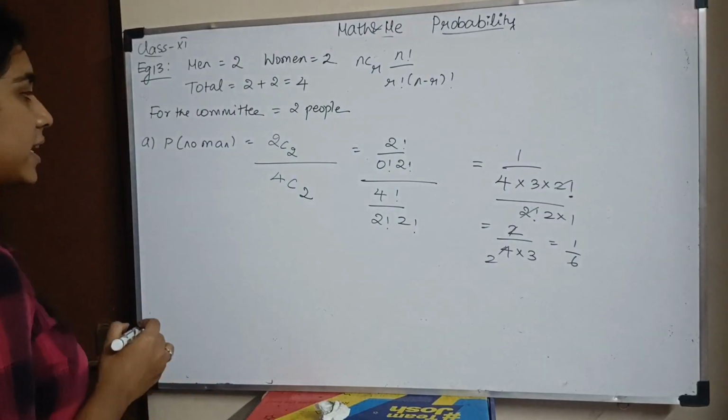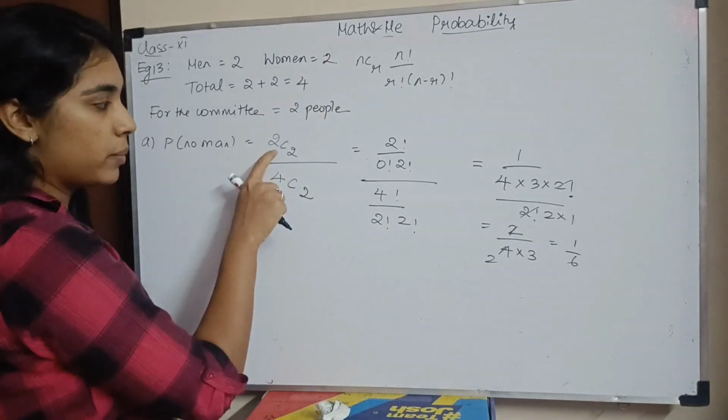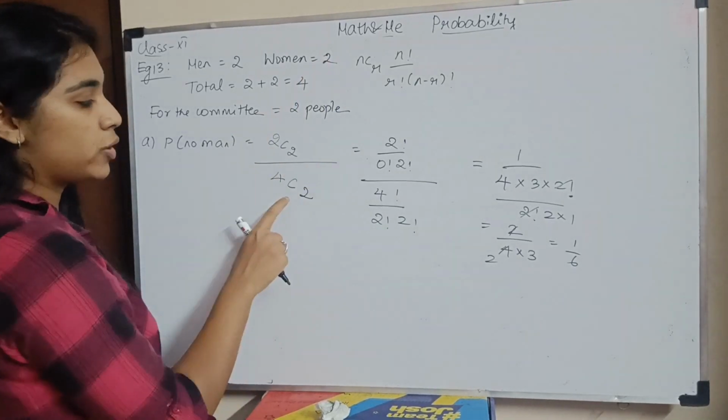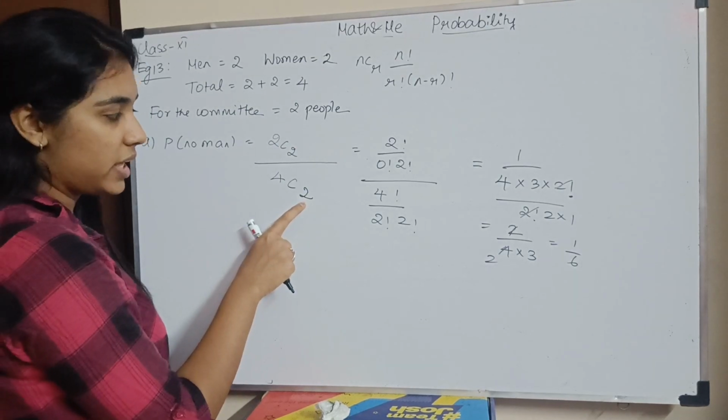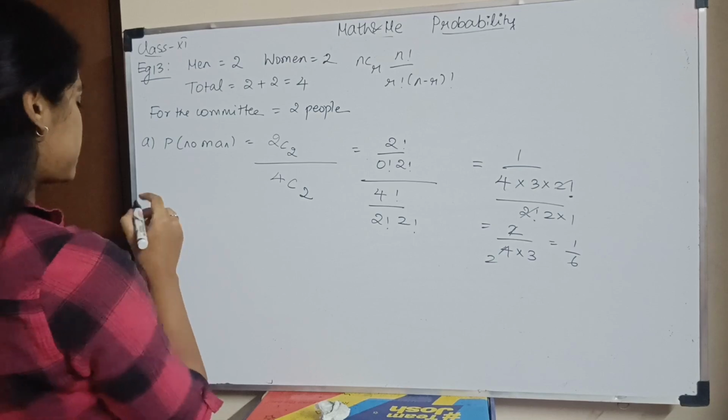So the probability that there should be no man in the committee will be only women, 2C2, divided by total outcome. What is the total outcome? I need 2 people for the committee. I have to choose from 4 people that I have. So it is 4C2. Okay. Next subsection.